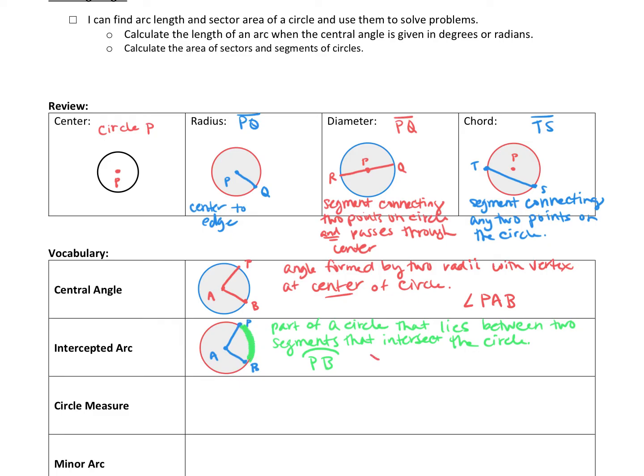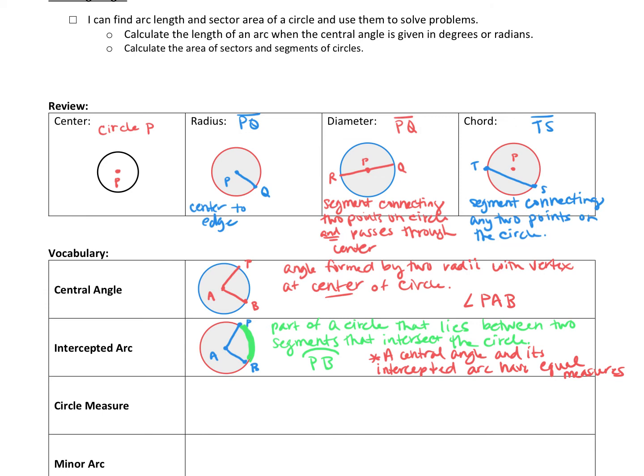One thing to note, the central angle and its intercepted arc have equal measures. So in this picture, this is a central angle. So this angle measure right here would have the same measure as the arc.